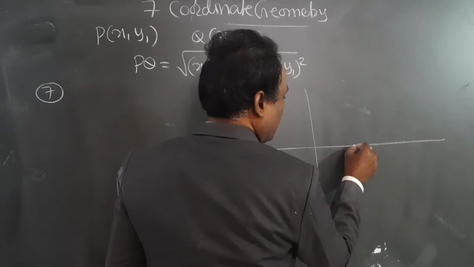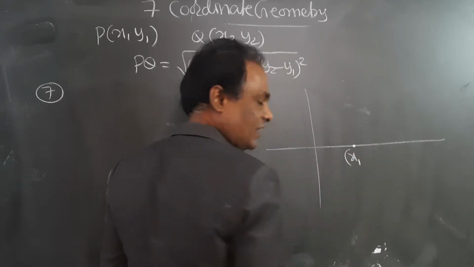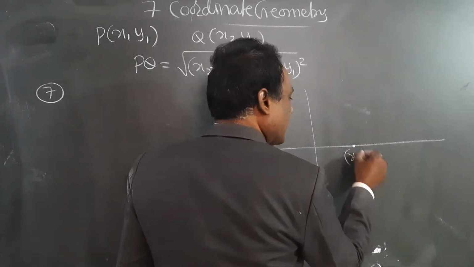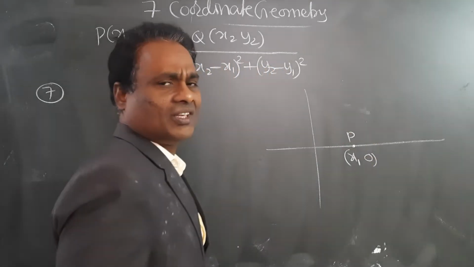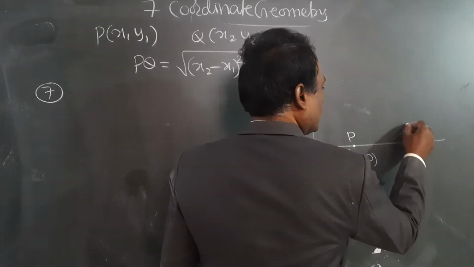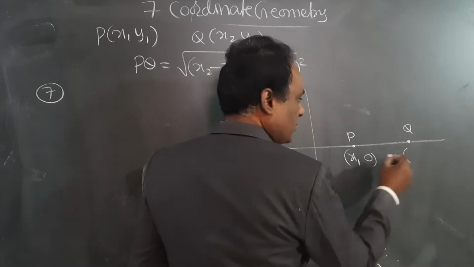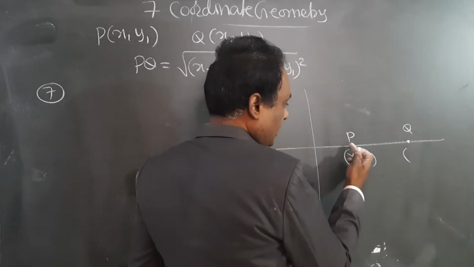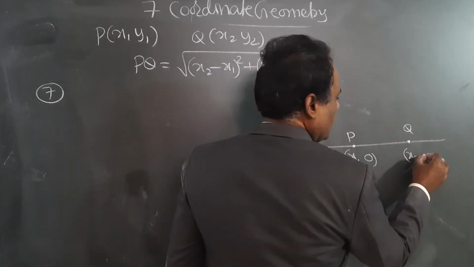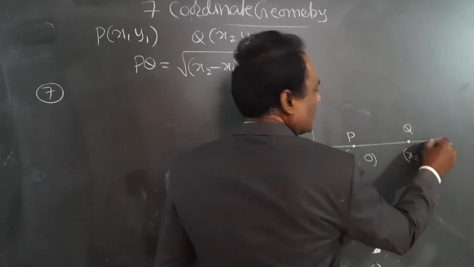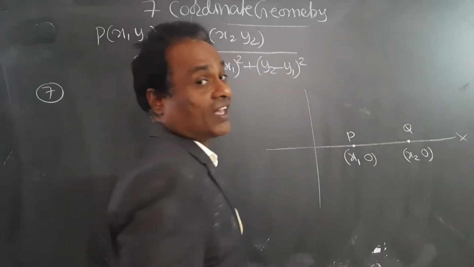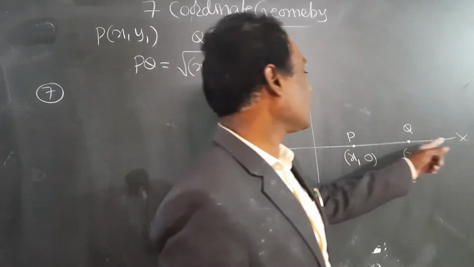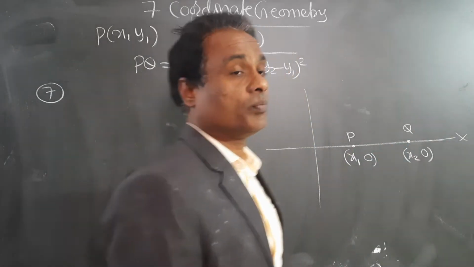Suppose this is the point. Here the x value is say x1, the y value will be 0. Any point on the x-axis, the y value will be 0. Suppose this is another point, students. Here the x value will be something else, say x2. The y value is always 0 on the x-axis.